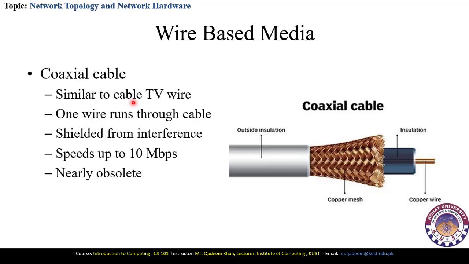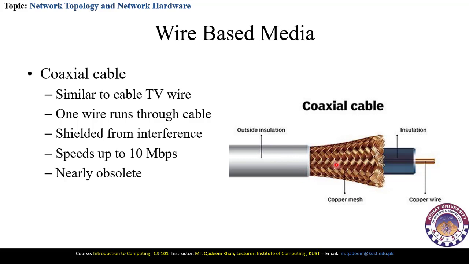Another type of wire-based media is called coaxial cable. Coaxial cable is different from the twisted pair. It is of higher quality than the twisted pair, and it is similar to the TV wire. In our homes, we can see this wire mostly when we want to connect our television set with an outside voice or IP provider. So then we use this cable here. That is called coaxial cable.